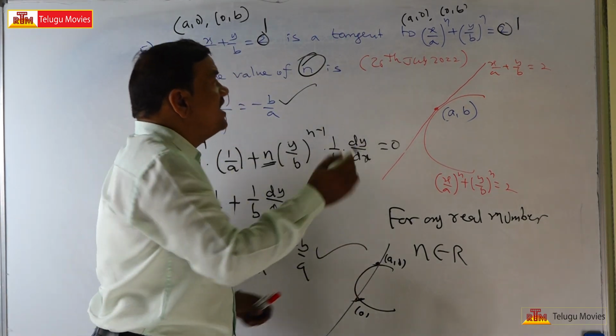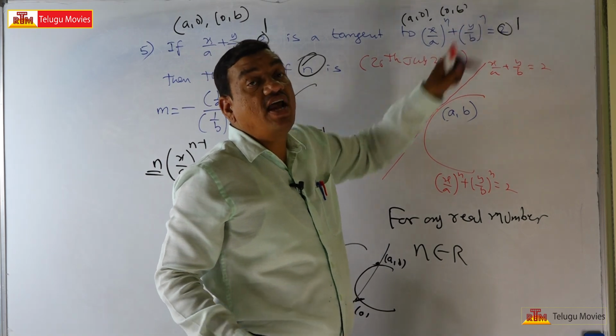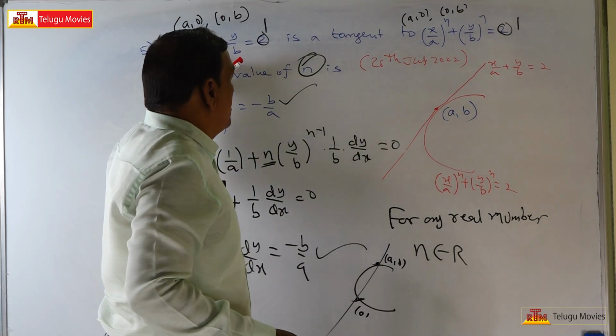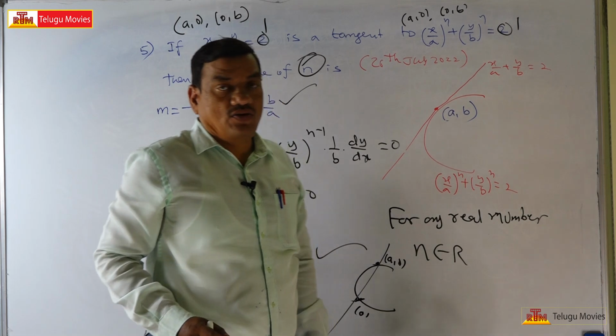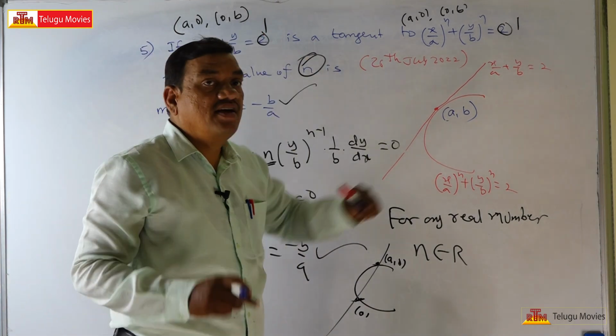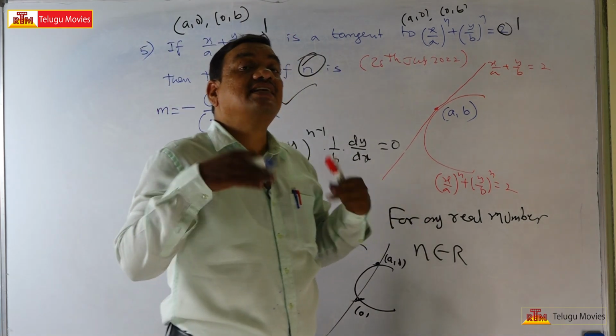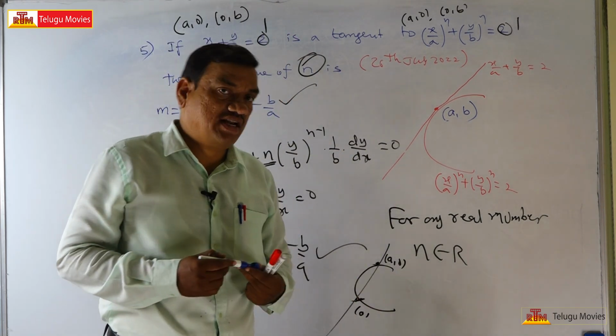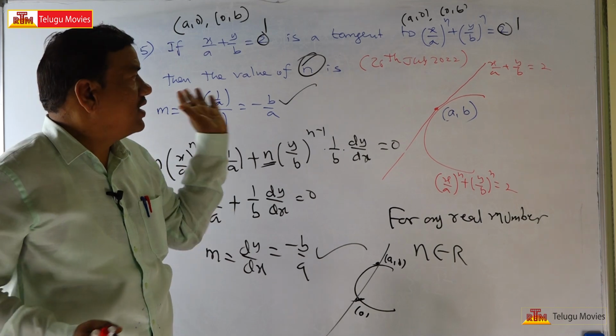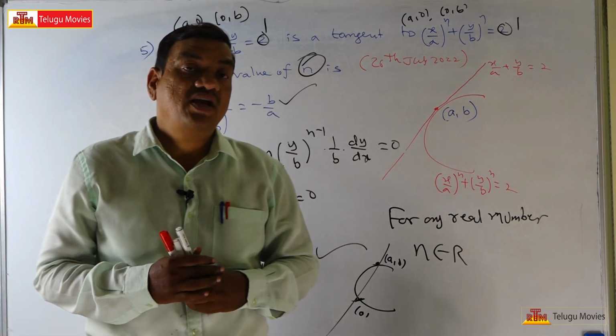That means for any value of n, the line cannot be a tangent to this curve. So if it is 1, the n value is the null set. If it is 2, n is an infinite set, that is, n belongs to the real numbers. So remember these two results; it will be helpful to you.